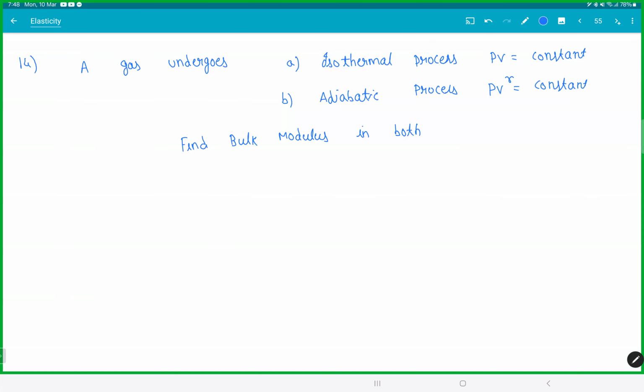So depending on the process, the gas will have a different compression. How do you do this in both the cases? Think for a minute, then I'll show you. Bulk modulus is not only defined for solids, it's defined for anything that can get compressed. So liquids, gases, solids, everything, it is applicable.